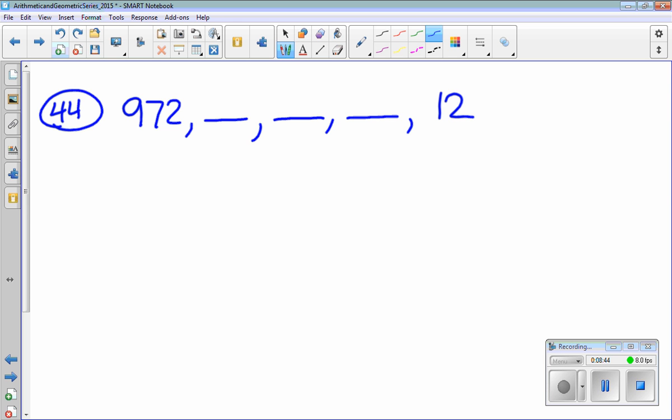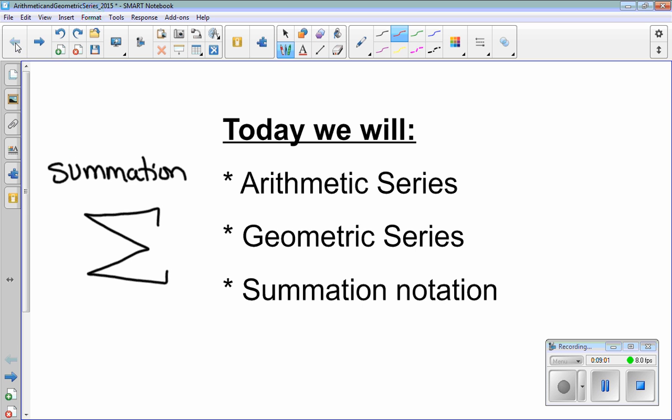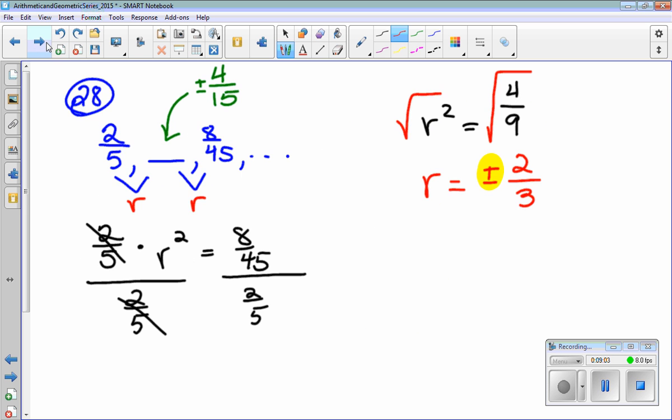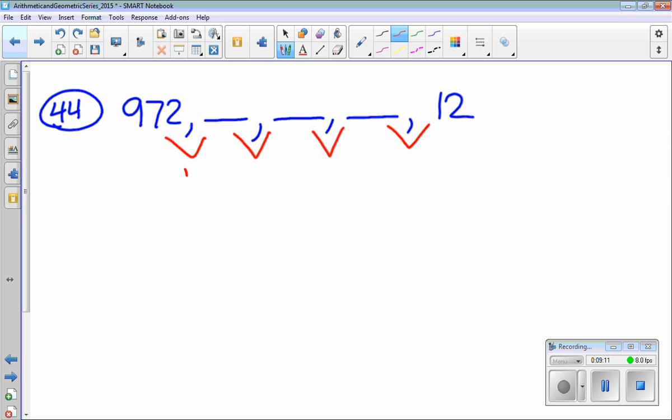How many r's am I going to need to multiply to get to 12? 1, 2, 3, 4. To get from the first one to the second one, you have to multiply. So if there's 3 blanks, you're going to multiply by 4 r's. Think about this one back here that we did a second ago. There was 1 blank, and we multiplied by 2 r's. Okay? So there's going to be 4 r's. So we're going to start out with 972. We're going to multiply by r to the 4th, and it's going to equal 12.